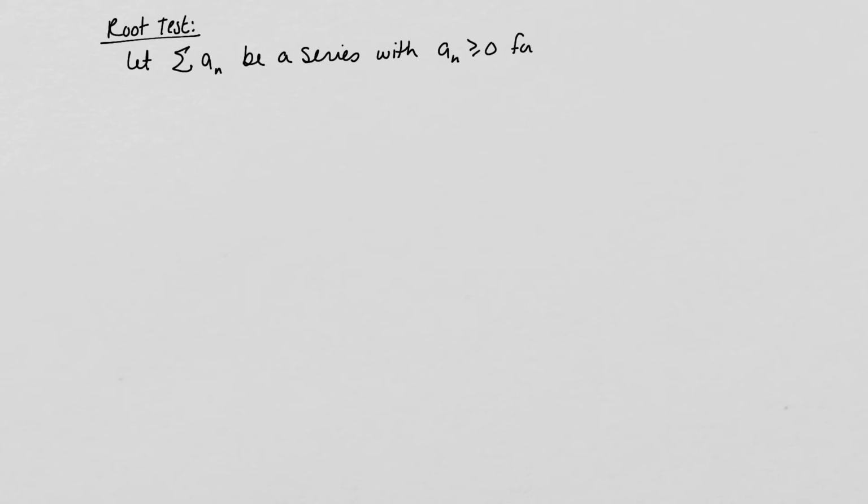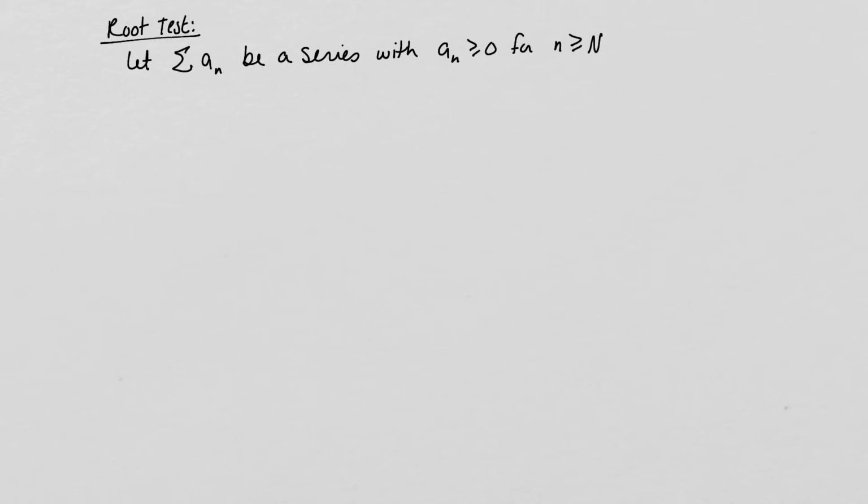It's kind of similar to the ratio test. So the root test says, let the summation of the a sub n's be a series with a sub n greater than or equal to 0 for n bigger than or equal to N. I probably should have written the ratio test that way too. Again, the reason we say positive terms is that far enough out, everything gets positive. That's all this is saying.